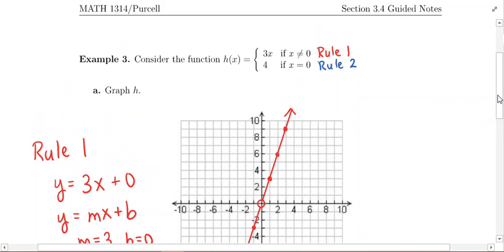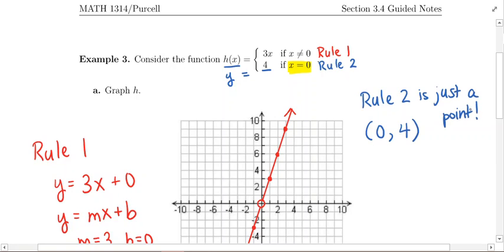Now we need to deal with rule 2, and it looks a little weird. It's just a number. There's no x. So we need to translate this. Watch. For rule 2, look what it's saying. It only holds at one x value. It is saying if x is 0, then h of x, which is y, equals 4. So rule 2 is just a point.